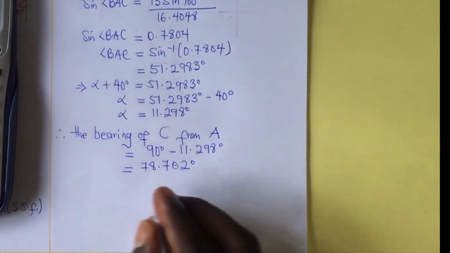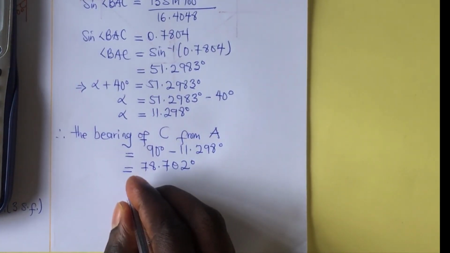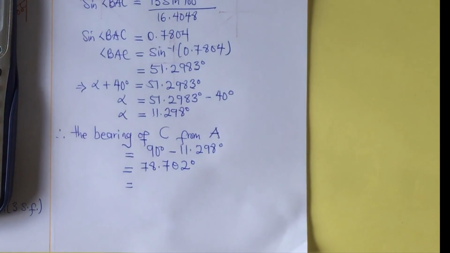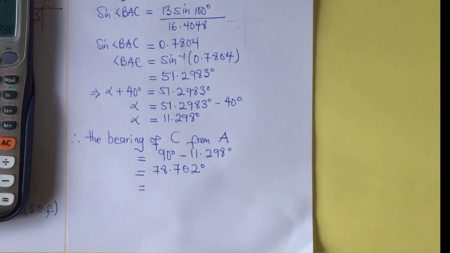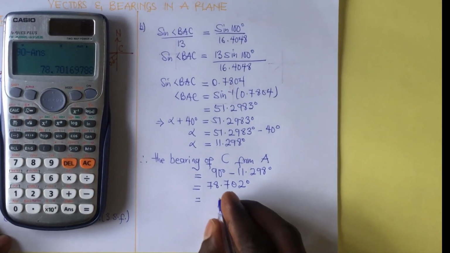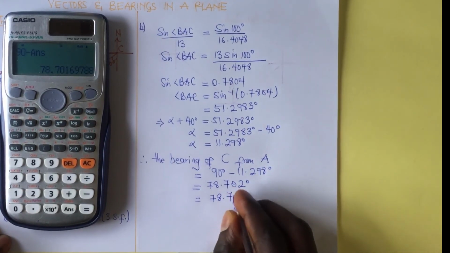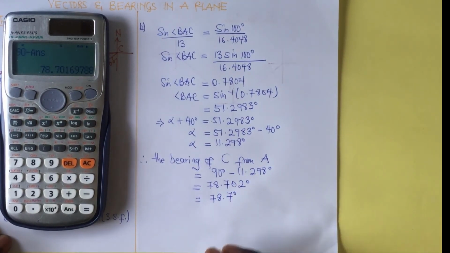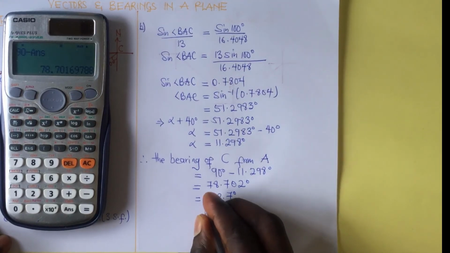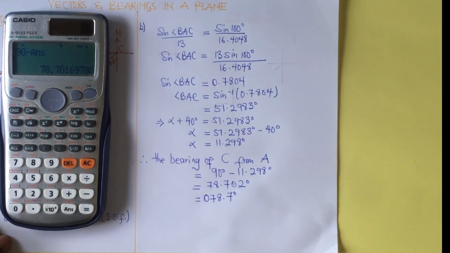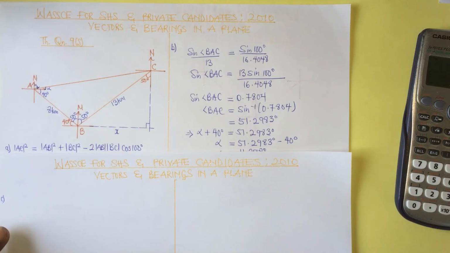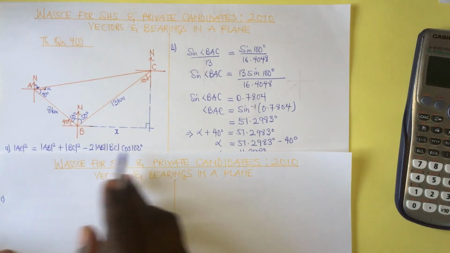78.702 degrees. But we are asked to correct our answer to 3 significant figures. So it will be 78.7 degrees. But since we are dealing with bearings, you have to bring 0 in front of the first 2 digits. Now for the C part, it is asking how far east of B is C.